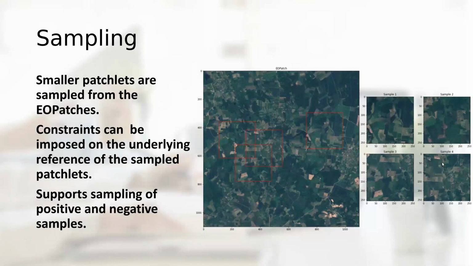Basically, what we can do is, if you just sample without any constraints, it can be that a lot of patchlets contain no reference data, and this can make it hard for the model to learn the actual boundaries. So you can make a constraint that each sample contains at least some percentage of reference data, and this helps the model when you're doing the training.